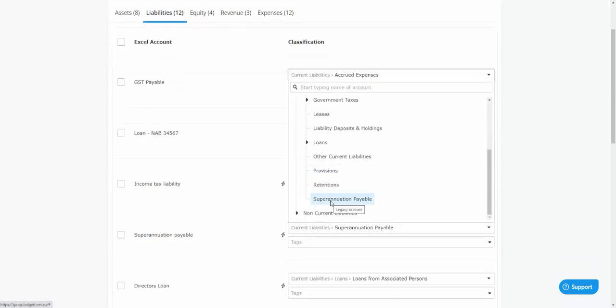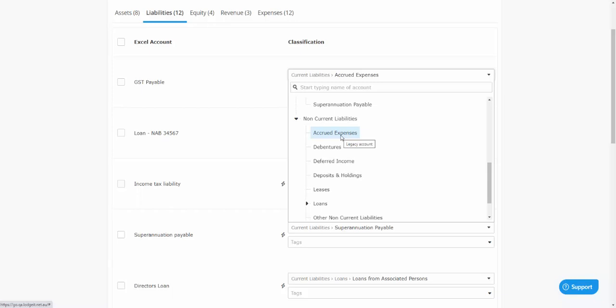Superannuation payable, noting that any super unpaid at the end of a particular financial year is not deductible, but the super that you've paid for the end of the prior financial year would become deductible. Non-current liabilities, so again, accrued expenses, this is probably quite unlikely. I mean, typically these are going to be current accrued expenses, which I described previously. Debentures, very uncommon. Long time outstanding deferred income, uncommon, unlikely.